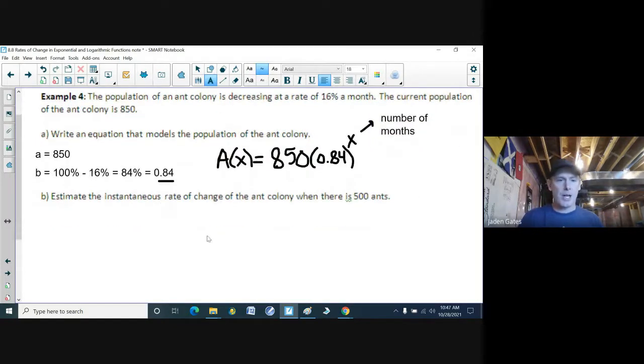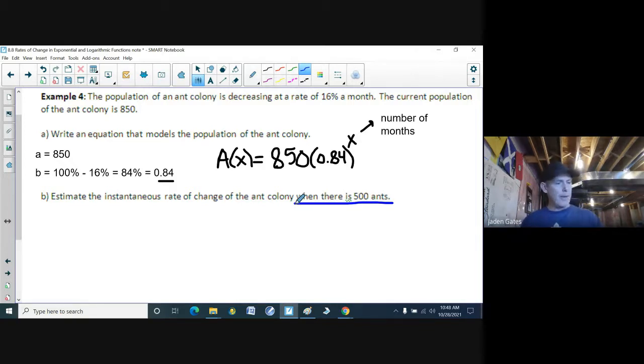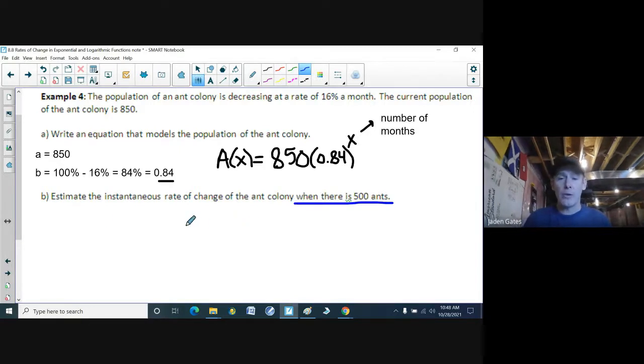Now it says B. Estimate the instantaneous rate of change of the ant colony when there is 500 ants. Okay, here's a little bit of a tough part here. When there is 500 ants, I don't know when there's 500 ants. Before, we were given the value, right? It was after 3 years, or what was the other one? After day 1. I don't know when there's 500 ants, so I'm going to have to figure it out.